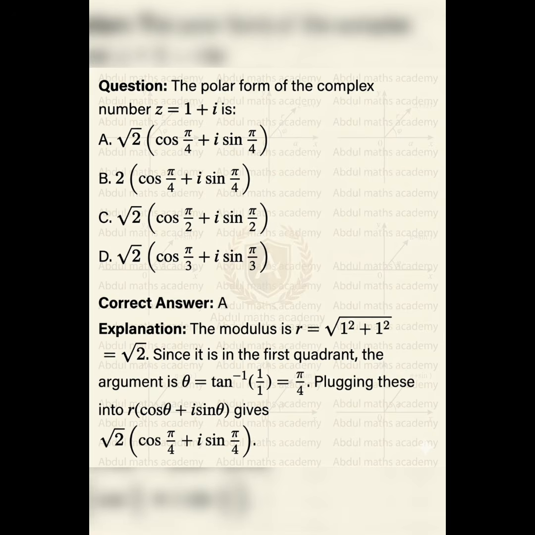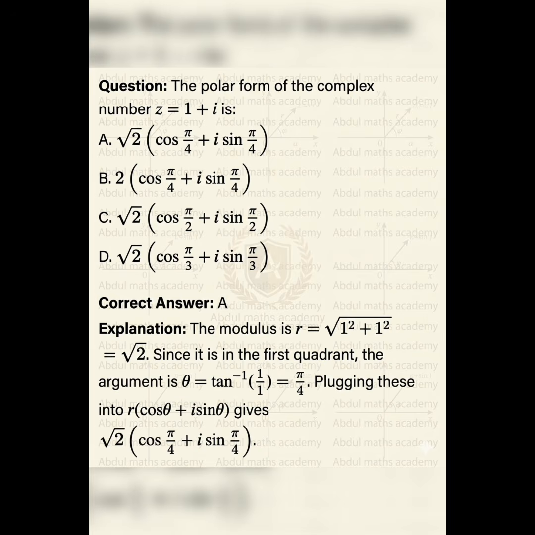the polar form of the complex number z equal to 1 plus iota. The polar form of a complex number is r of cos theta plus iota sin theta, where r is equal to the absolute value of z, which is the square root of a square plus b square. So a is equal to 1, b is equal to 1, so r is equal to the square root of 1 square plus 1 square, and theta is equal to tan inverse of b by a. Tan inverse of 1 by 1 is tan inverse of 1, which is equal to pi by 4. So theta is equal to pi by 4.